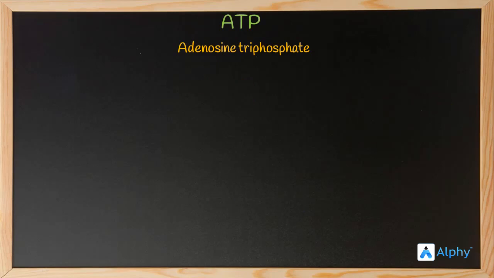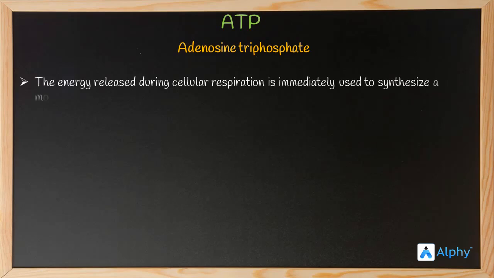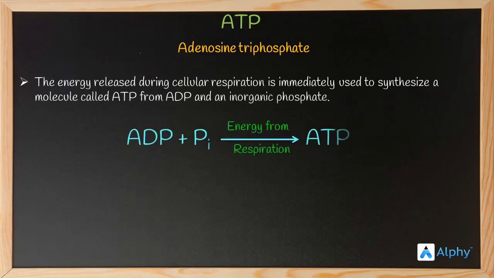What happens is the energy released during cellular respiration is immediately used to synthesize a molecule called ATP from ADP and an inorganic phosphate. Here ADP is known as adenosine diphosphate, which means there are two molecules of phosphate.